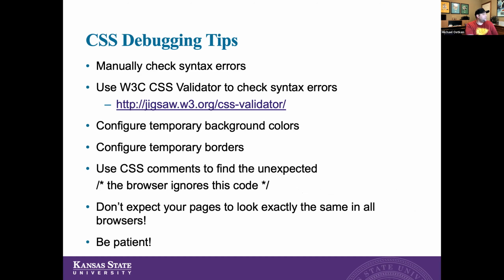Last couple of things here, debugging tips for our CSS. Again, use the validator, and configure temporary background colors and temporary borders. Somebody asked about comments. It's a good thing to use CSS comments when we're coding, especially if we're working on a team. Also, if you're looking at open source code, you can look at the comments there, because especially with flexboxes and grids, the comments can be pretty helpful.